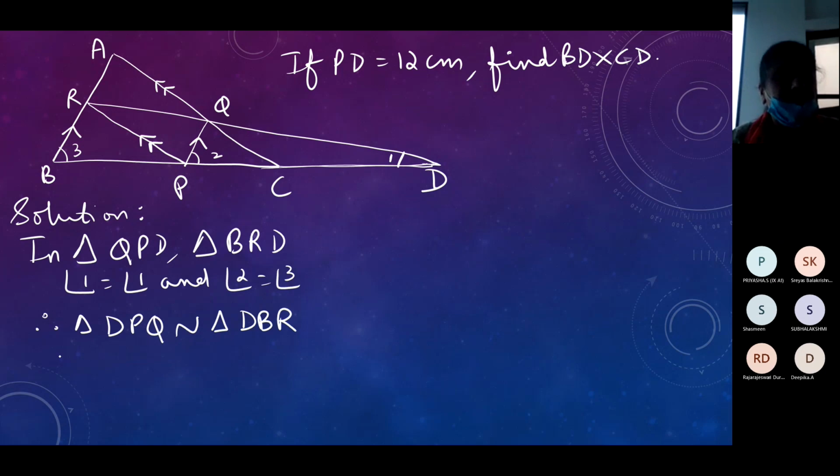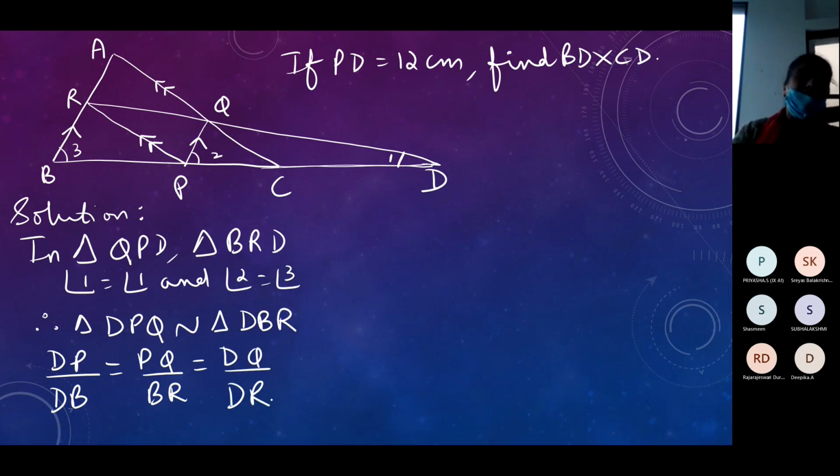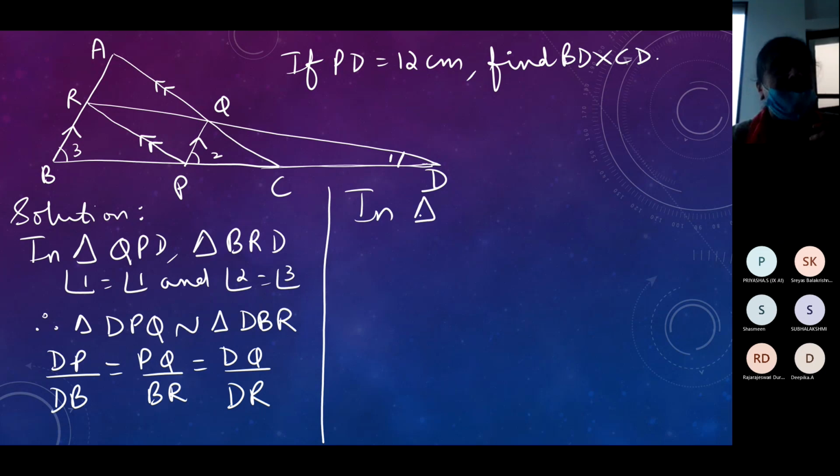So proportion, DP by DB is equal to... very good. Okay, so we're done with one set of triangles. Now the next one, the other one. Which is the other one? Now tell me. You got the idea. How to select the triangles, you understood now.